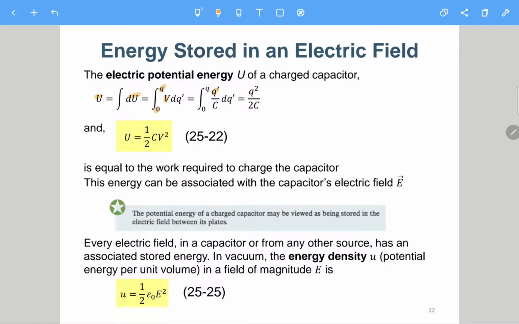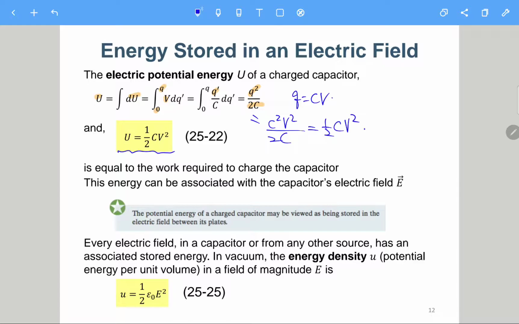So finally it turns out to be Q squared over 2C, or actually you can make use of Q equals CV, so that we have C squared V squared over 2C, so it turns out to be 1/2 CV squared. So usually we will use U equals 1/2 CV squared in a circuit sense.